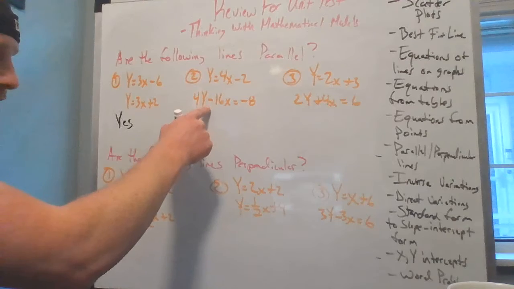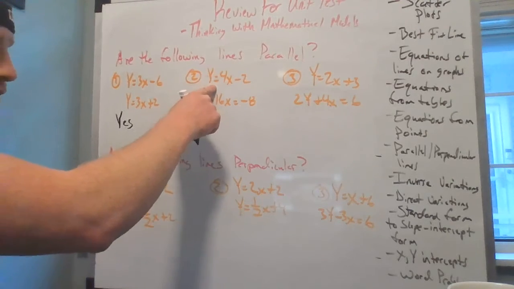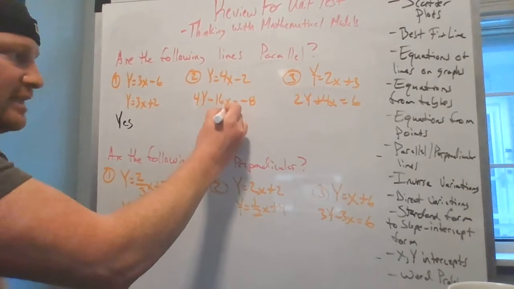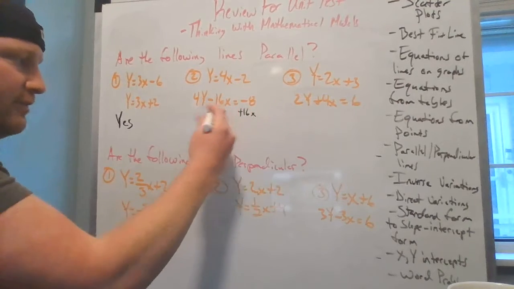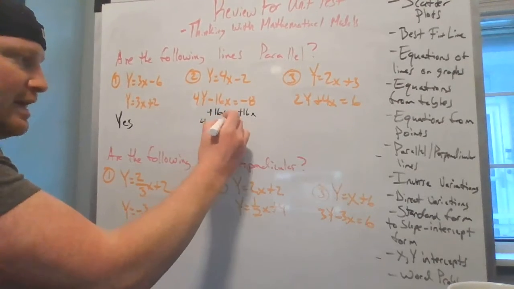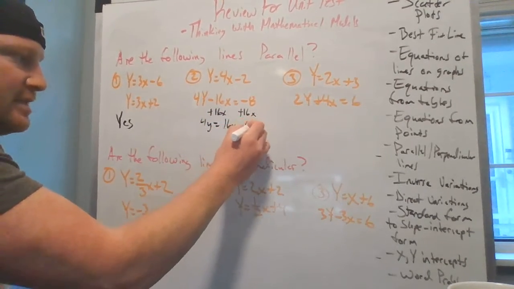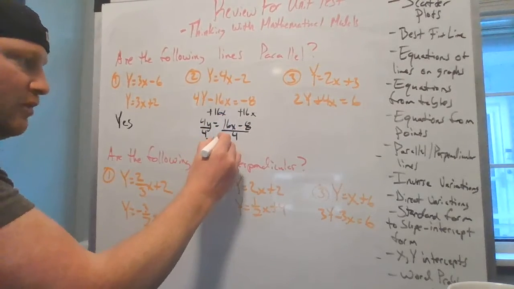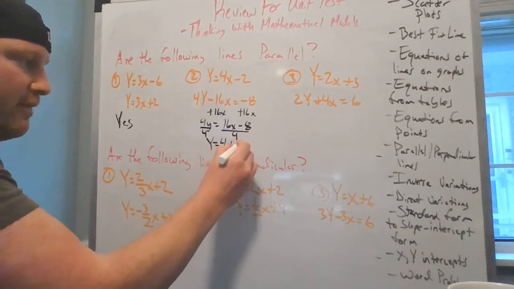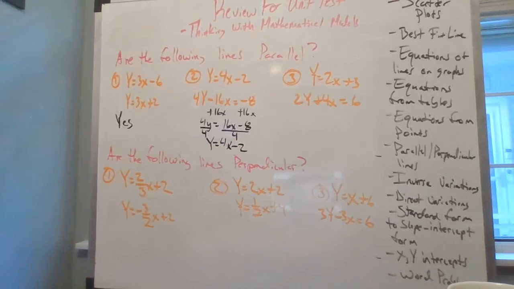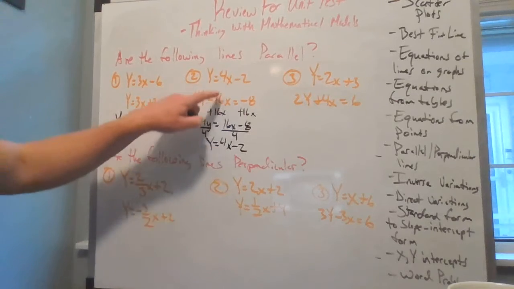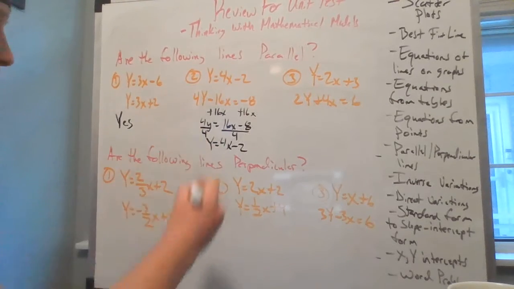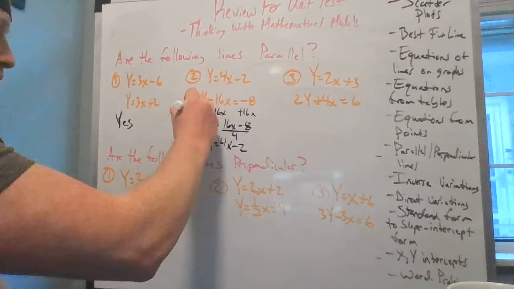I got to move this guy around into slope-intercept form. So I'm going to add 16x to both sides. And now I got 4y equals 16x minus 8. And I'm going to divide both sides by 4, and I'm going to get y equals 4x minus 2. Are these parallel? Not at all, because they are in fact the exact same line. So the answer to this is no.